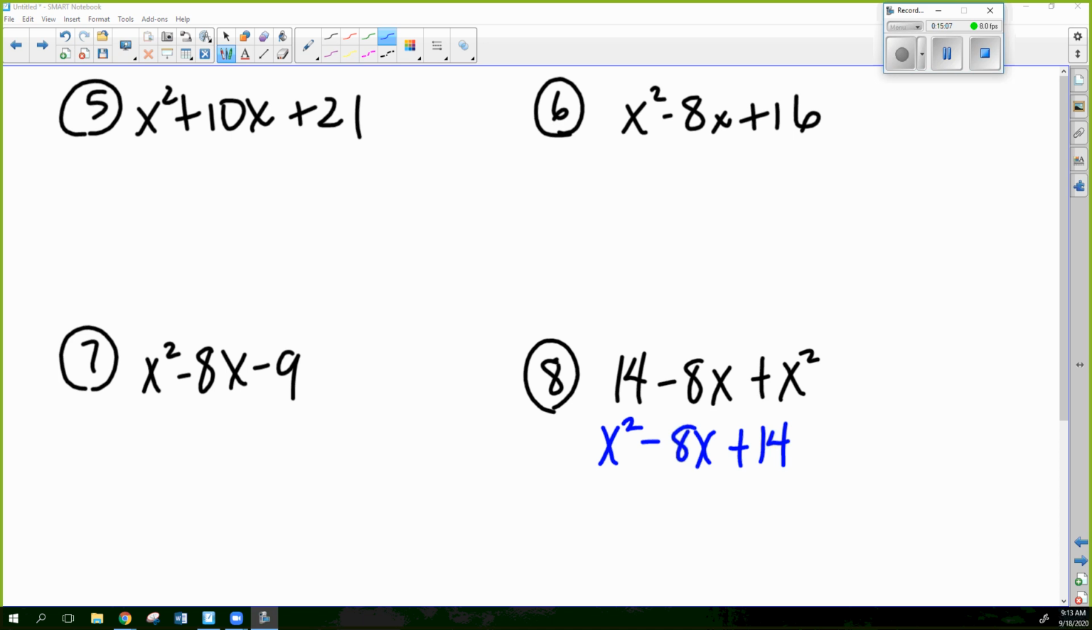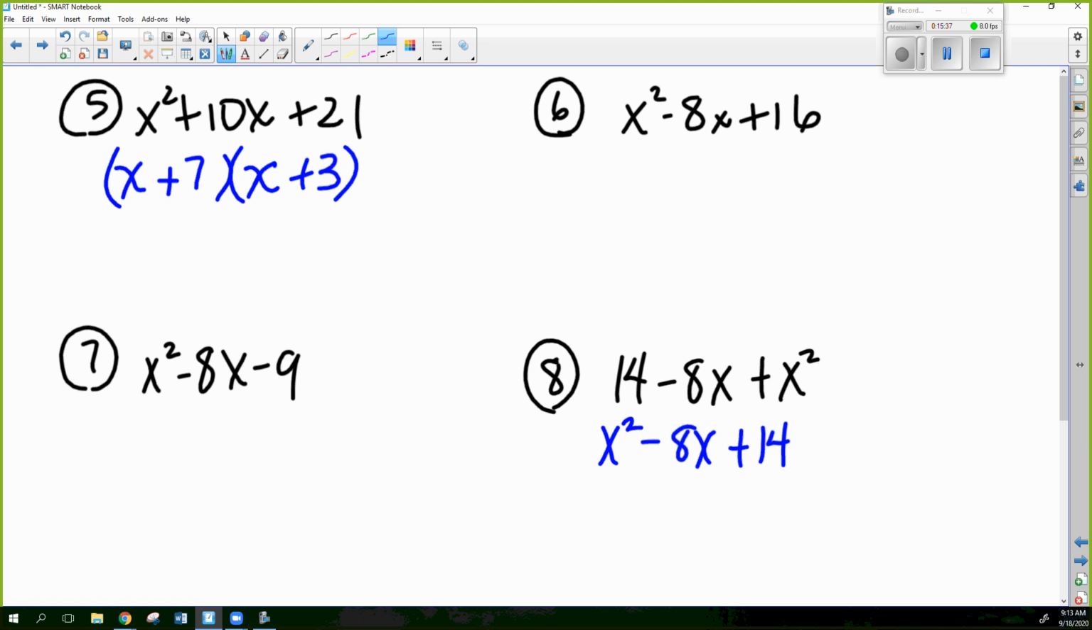Okay, so we're back. All right, so we're going to set up our double parentheses. We're going to put in our x. And who can tell me the pair that multiplied to be positive 21 and added to be positive 10? Okay, positive 7 and positive 3. Are we okay with that? Does it matter which one I put first? No, as long as they have the correct signs.